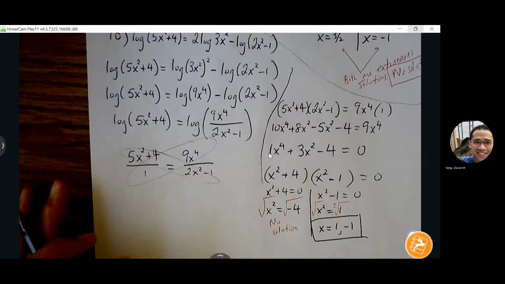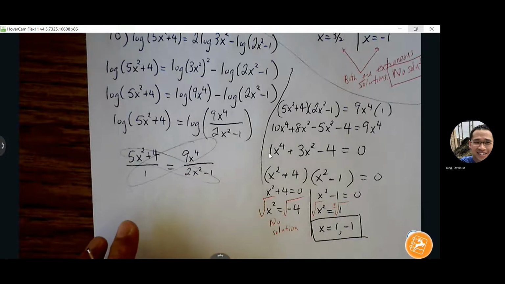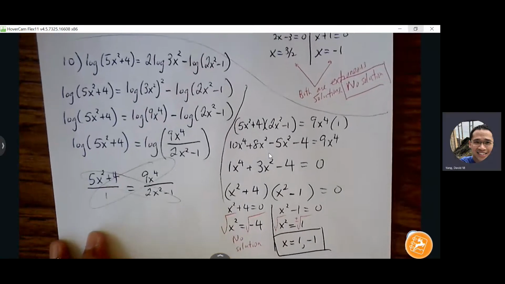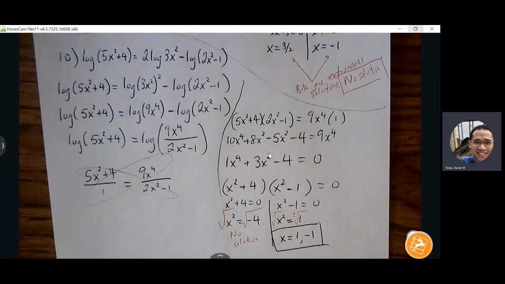Everybody good with 9? Here's 10. There's something to watch out for with number 10 that we haven't seen before. And that's the fact that before you can merge these two logs together, what has to first be dealt with? Yeah, this 2 is not in the right place for these two to connect yet. So this 2 has to come up. When it comes up, it's going to influence that entire 3x squared. So it's going to be 3x squared squared. And then once you have a clean log minus log with no coefficient in front, then you can do quotient property.